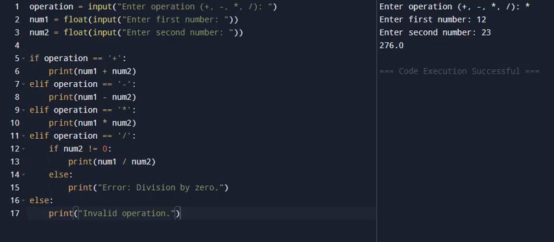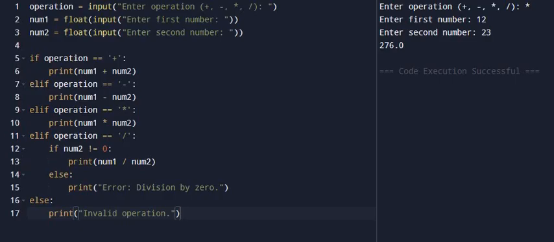If it is division, we are checking again for denominator not equal to 0. If num2 not equal to 0, then num1 by num2. If the denominator is 0, you get a message, division by 0. If your option is other than those symbols, then you get a message, invalid operation.